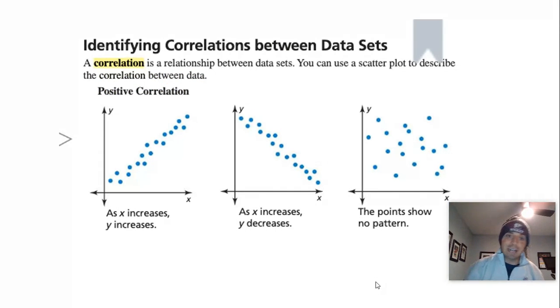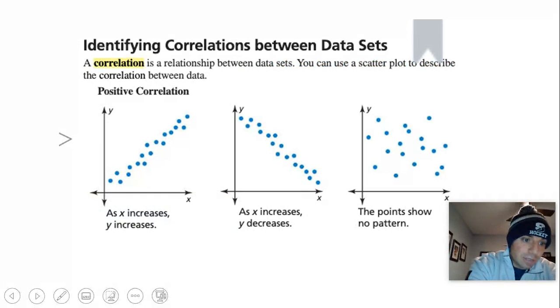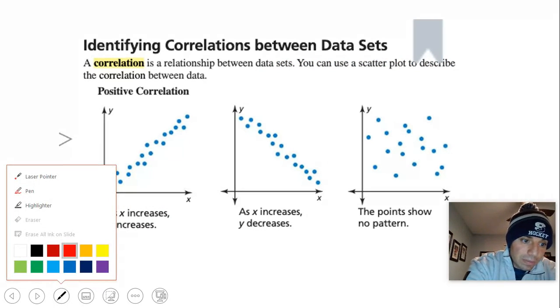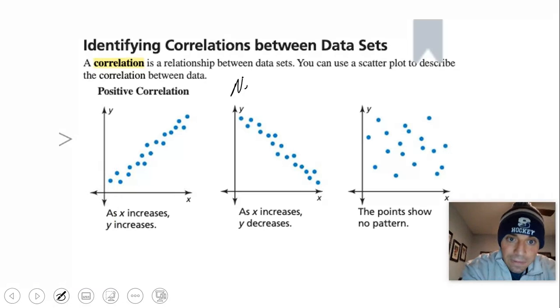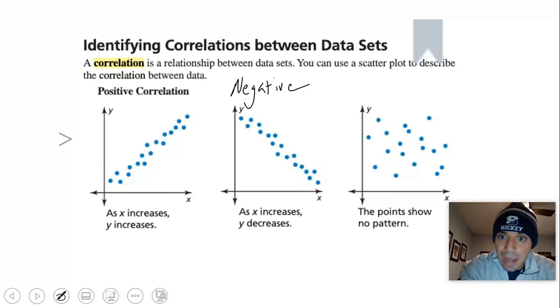Within a data set, we have what's referred to as correlation. Correlation shows the relationship between the data sets, okay? And we can use a scatter plot to describe that correlation. We have what's referred to as positive correlation, negative correlation, and no correlation. So this would be negative, and this would be no correlation, okay?